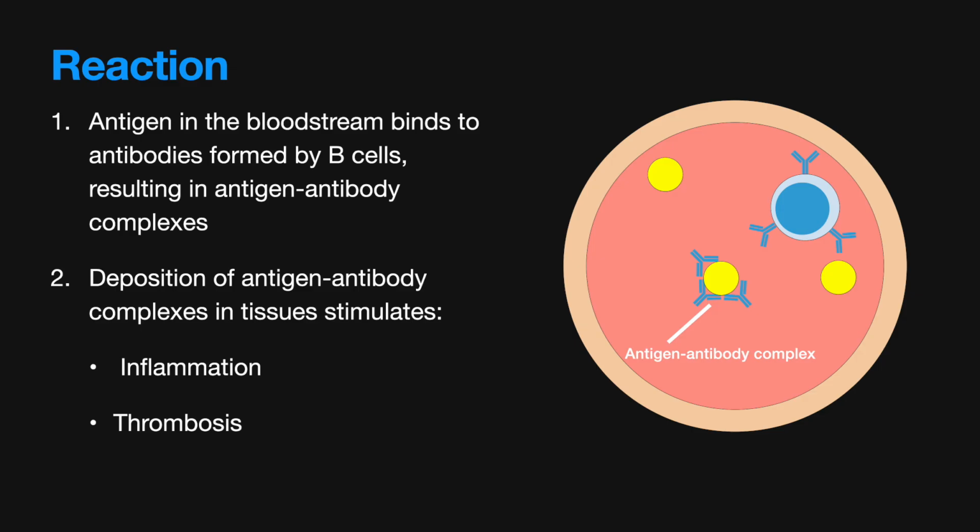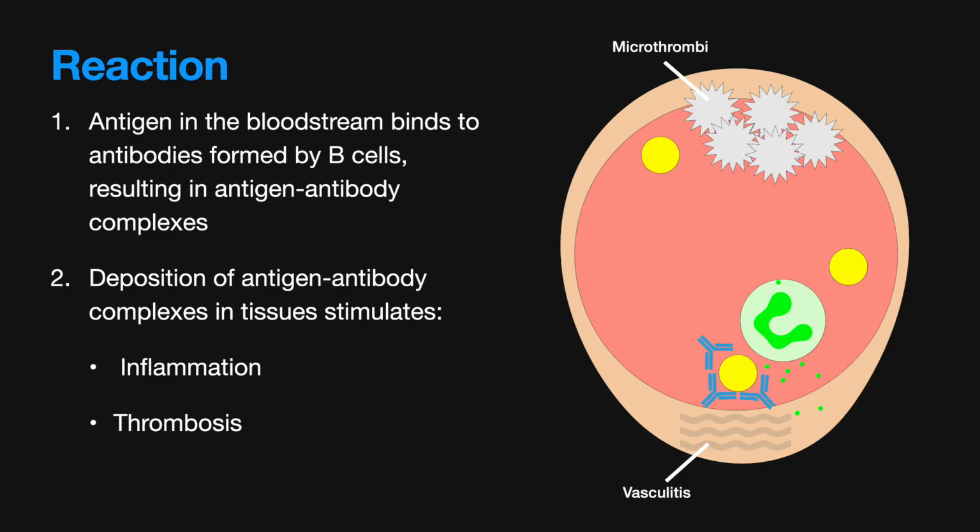In this reaction, the antigen in the bloodstream binds to the antibodies formed by B cells, resulting in these large antigen-antibody complexes forming. Those complexes then lodge in the tissues, often in the vasculature, and stimulate inflammation and thrombosis.